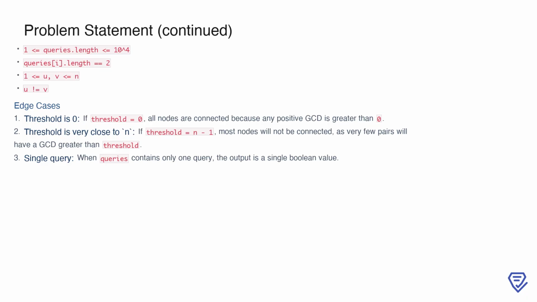When the threshold is 0, all nodes are connected because any positive GCD satisfies the condition. On the other hand, when the threshold is very close to n, connectivity is highly restricted, as very few pairs of nodes will have a GCD greater than the threshold. Finally, with a single query, the output is simply a single Boolean value, making it a minimal case to handle.